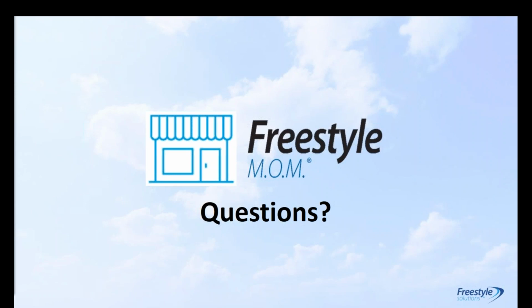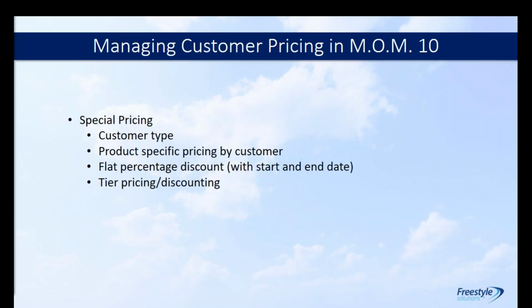So here we go. We're going to go to what we're going to show next. We're going to talk about managed customer pricing within M.O.M 10, and mainly it's around special pricing. So we're going to show customer type pricing. You can do product-specific pricing by an individual customer, and then we're going to talk about your flat percentage discount with start and end date if necessary, and then your tier pricing and discounting.